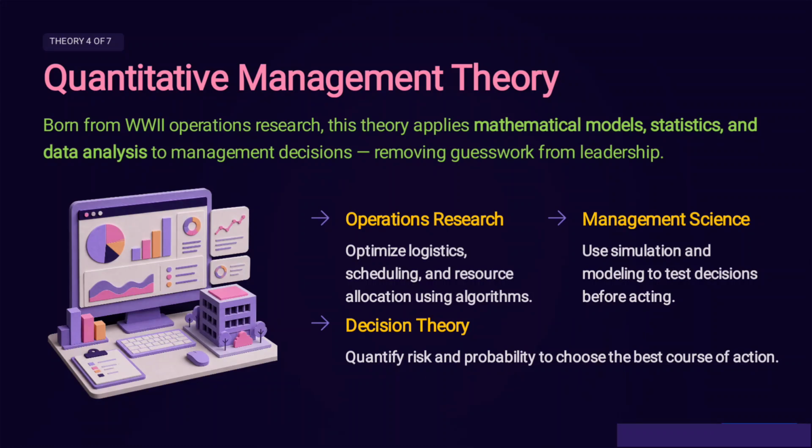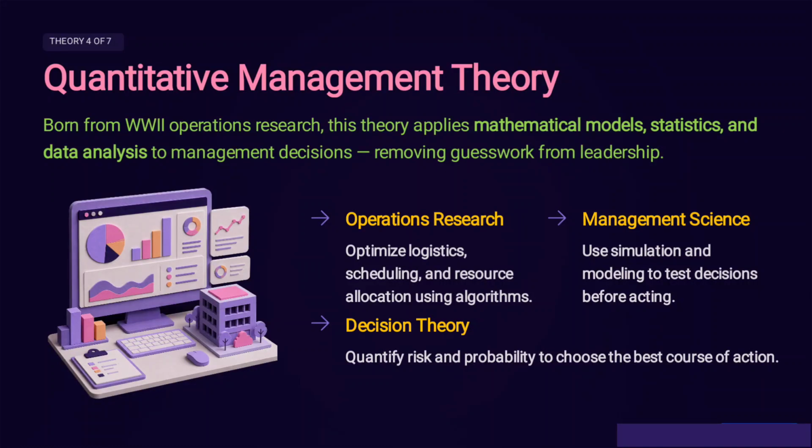The next theory of management is quantitative management theory. This theory basically started or was born after World War II. This theory applies mathematical models, statistics, and data analysis to management decisions, removing guesswork from leadership. Basically, all the decisions of the management will be taken on the basis of data, on the basis of statistics.